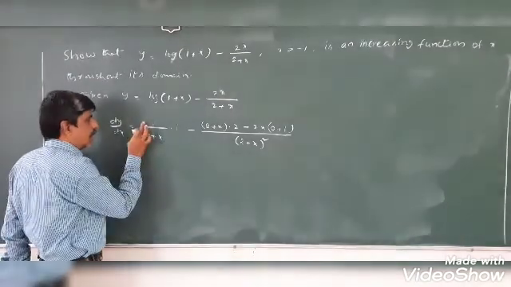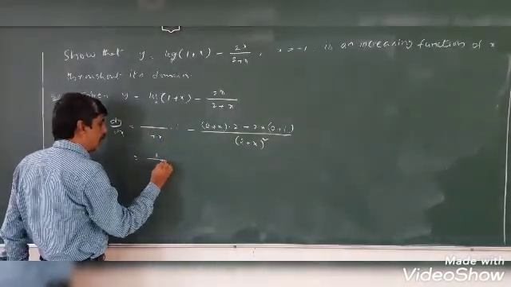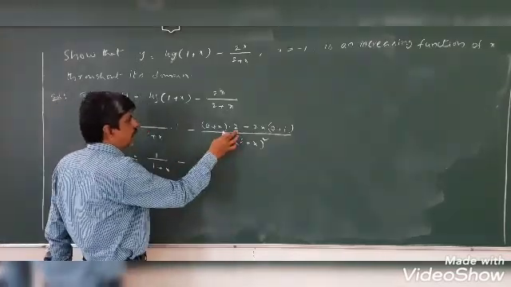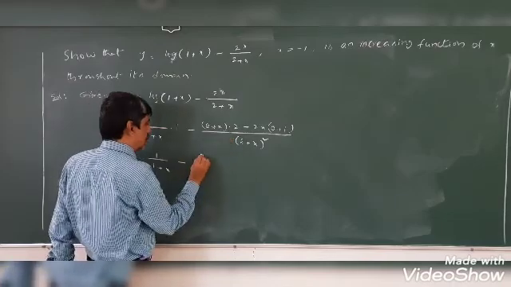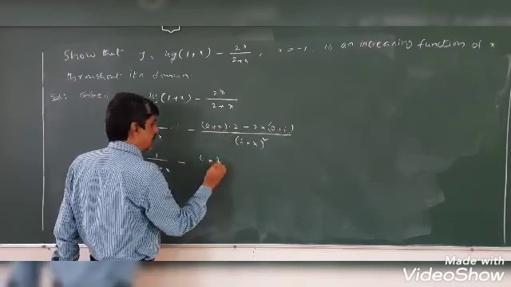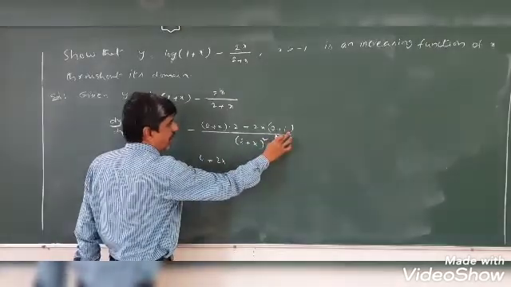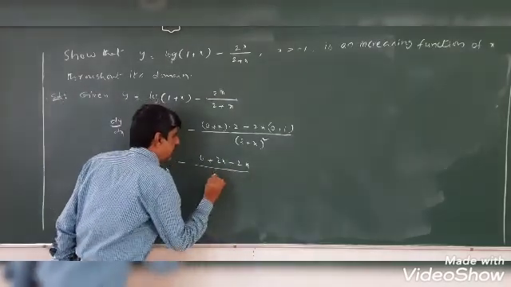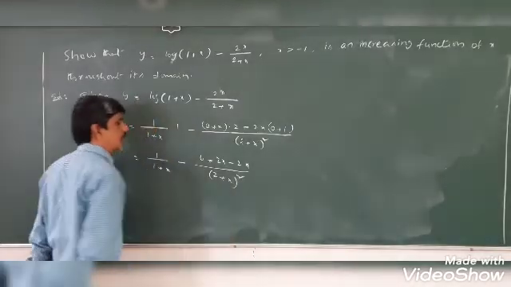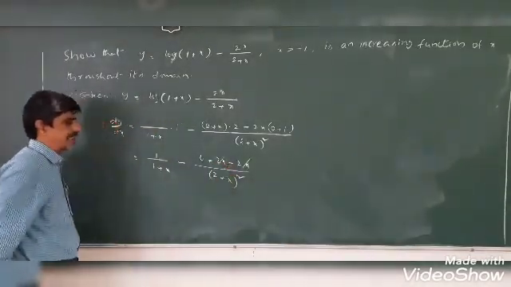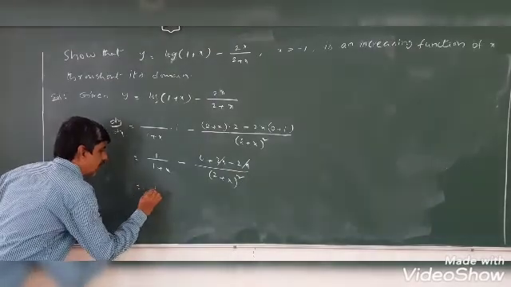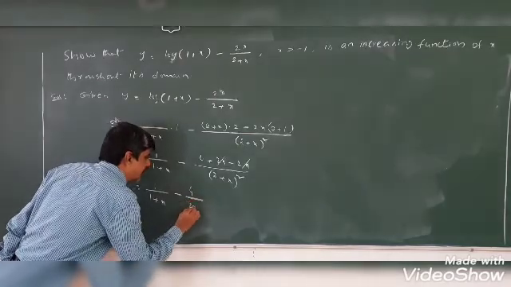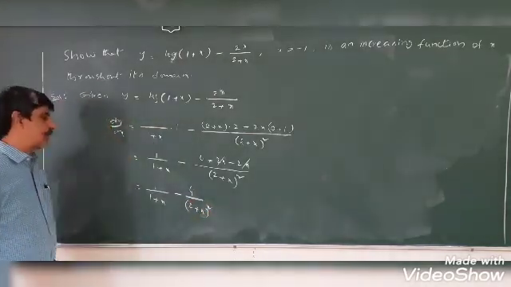Simplify this. So 1 by (1 plus x) into 1 is 1 by (1 plus x), minus [2 into (2 plus x), which is 4 plus 2x, minus 1 into 2x, which is minus 2x] over (2 plus x) whole squared. Plus 2x minus 2x gets cancelled. So this is nothing but 1 by (1 plus x) minus 4 by (2 plus x) whole squared.